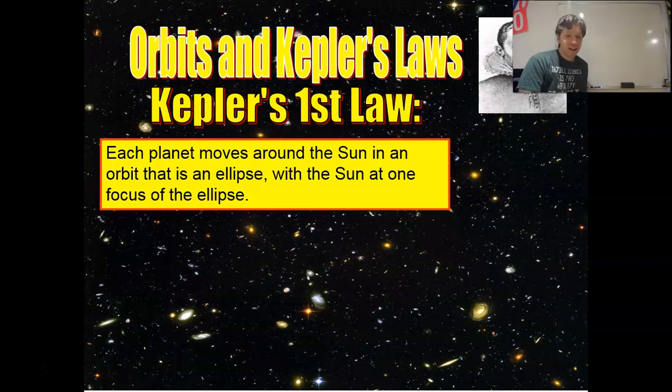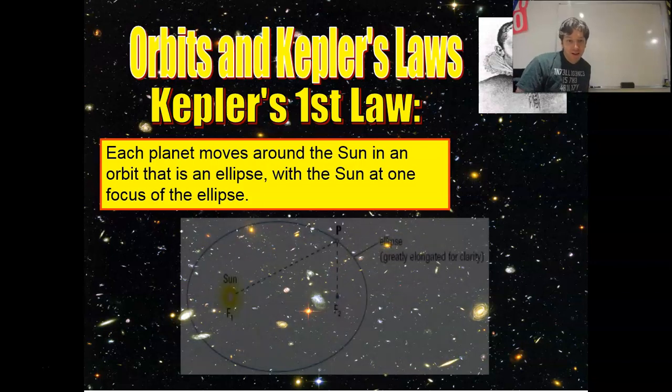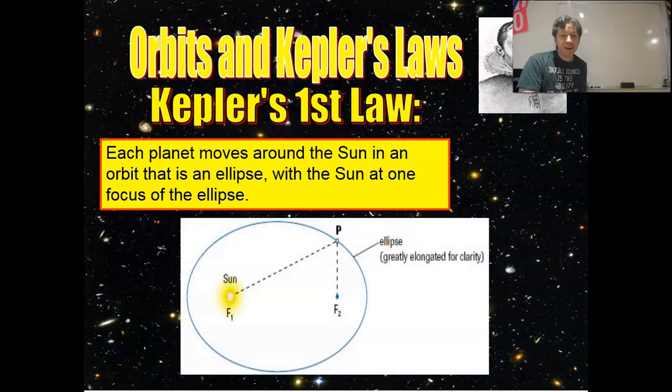right? And so what Newton did was really took Kepler's laws of the universe and the laws that govern motion here on Earth and combined them to say that they're one and the same, which is why Newton is so famous. So his first law says they orbit in ellipses.